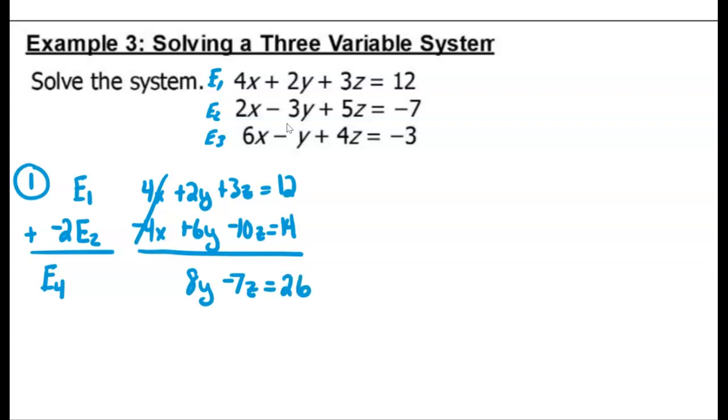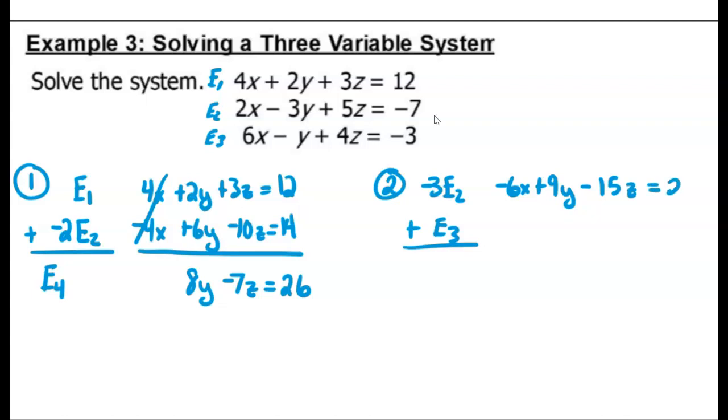Okay, I want to do the same thing where I get a new equation that does not have x in it, but I can't use E1 and E2 again. I've got to use a different combination. So I can use E2 with E3 or E1 with E3. I think E2 with E3 looks easiest. E2 has a 2x and E3 has a 6x. So I'm thinking if I did negative 3 times equation 2, then that would get me that negative 6x I'm looking for. So let's take all of equation 2 times negative 3. So that's going to be negative 6x plus 9y minus 15z equals 21.